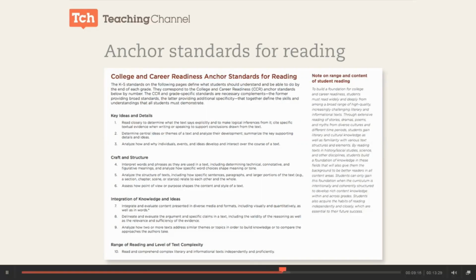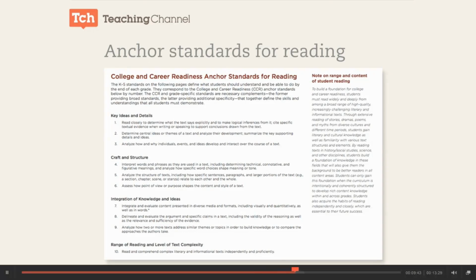Regardless of what you're looking at, whether it's the reading standards or the writing standards, one of the benefits of the way these are written is that we get the same anchor standards all the way from K through 12. So whenever you look at any grade level standards, you're going to see that they're organized by these big headings. They're going to be organized by key ideas and details, craft and structure, integration of knowledge and ideas.